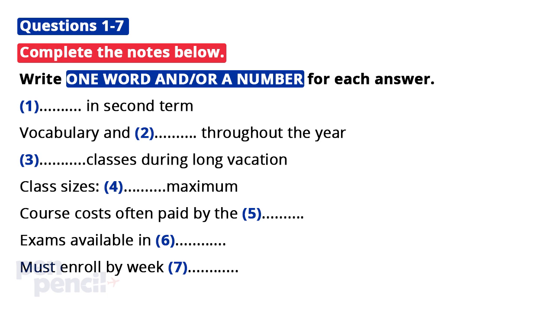The test is in 4 parts: Part 1, Part 2, Part 3, and Part 4. Now look at Part 1. Part 1. You will hear a science student inquiring about English courses at a university language centre. You now have 30 seconds to read questions 1 to 7.